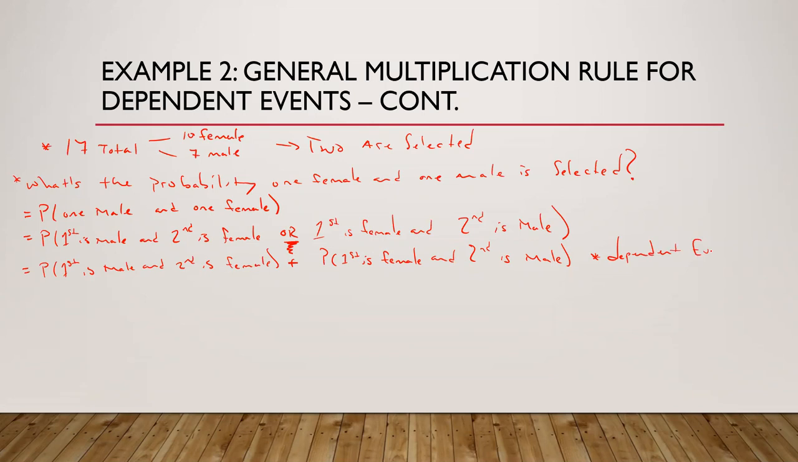So the probability the first one is a male would be 7 out of 17. Now what's the probability that the second one is a female then? Yeah, there's 10 females, but now after I take a male faculty member out, there's only 16 faculty members. Plus, now I go over here, the first is a female. Well, that would be 10 out of 17. Probability the second is a male? Well, there's 7 male faculty members, but only 16 faculty to choose from.